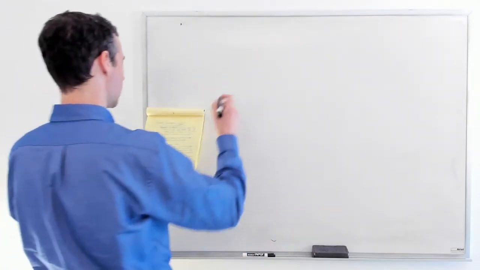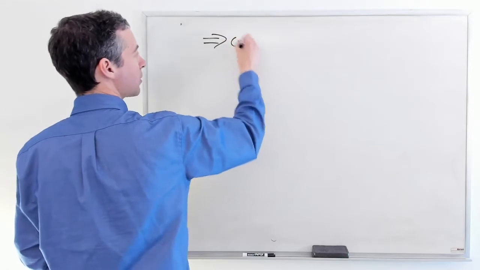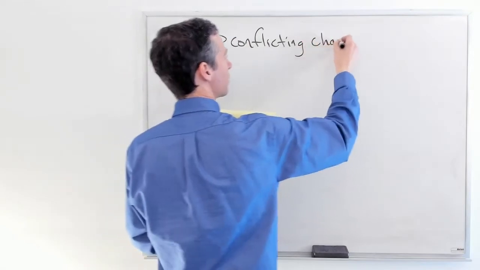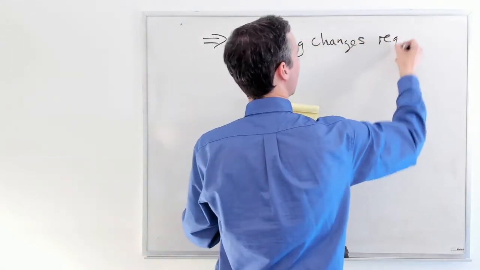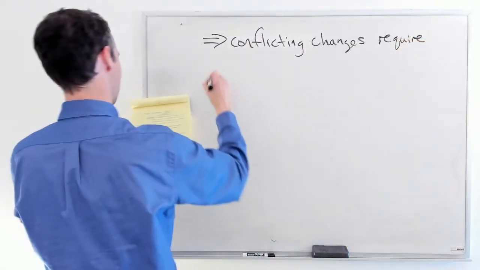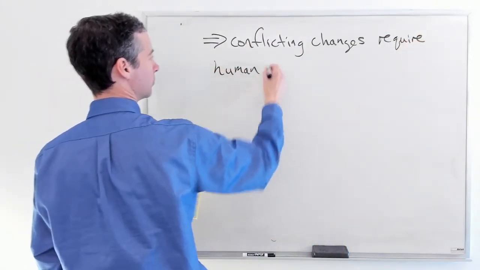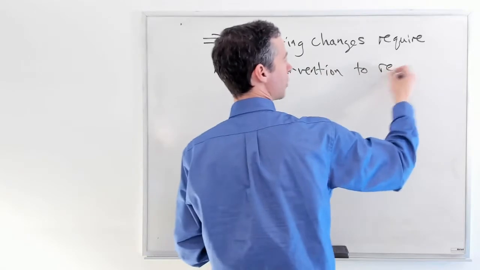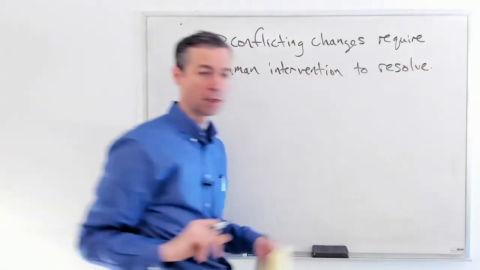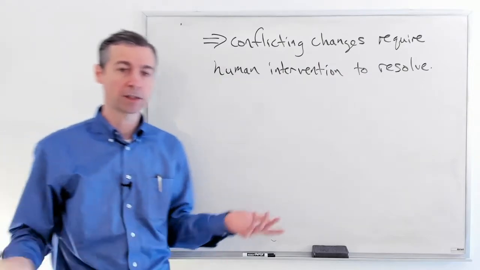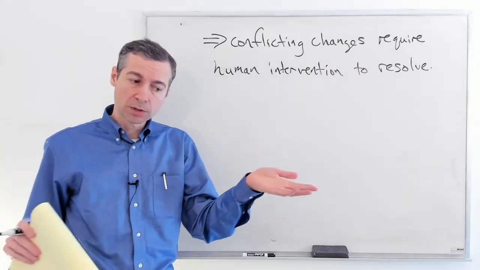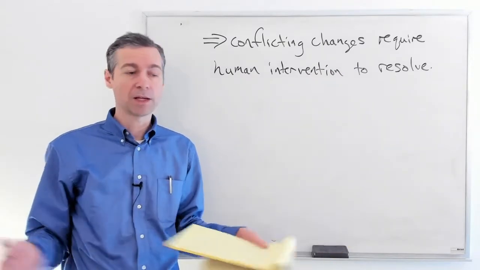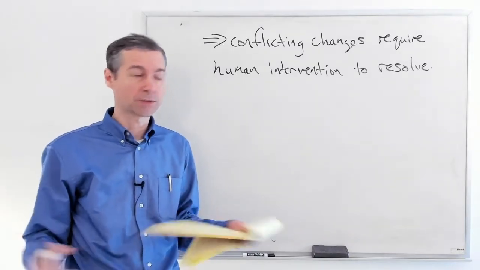Now, via this merging, because we are editing the same file, we might produce conflicting changes that will require human intervention to resolve. So the system is smart enough to say, you know what? You both were editing in the same place of the file. I actually don't know. Should I take your changes or your changes? You both were working at the same time. Who is right? And that requires human intervention to resolve.